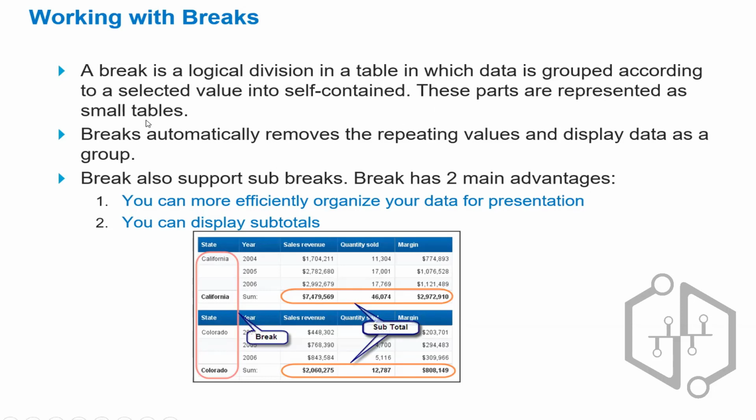It is not appearing outside as a section. So these parts are represented as small tables. One big table is again split into multiple small tables. We can assume it like that. Breaks automatically remove the repeating values. If you see California, it should appear in the second row and third row also. But breaks automatically remove the repeating values and display data as a group. So this is all related to California, and this is all related to the next group.